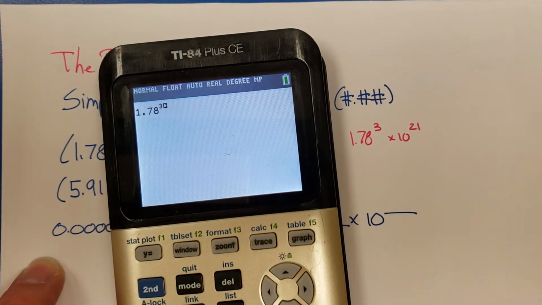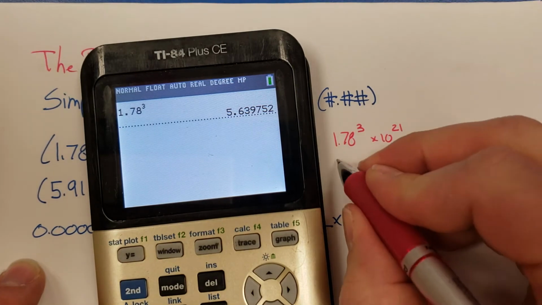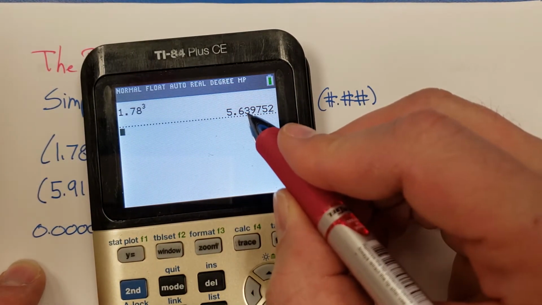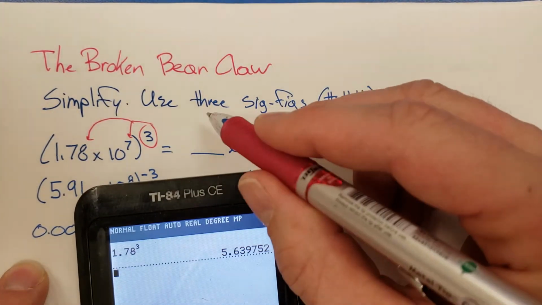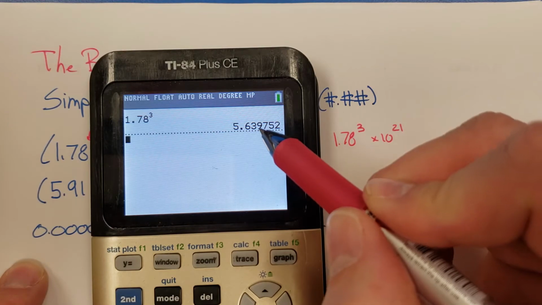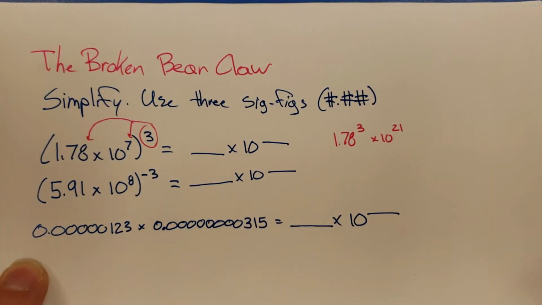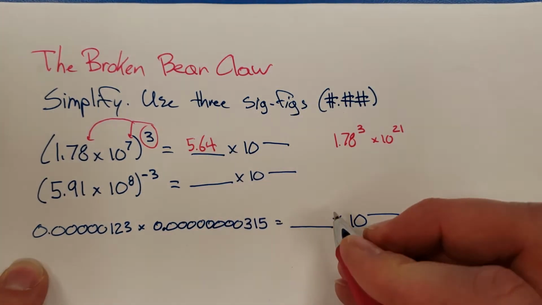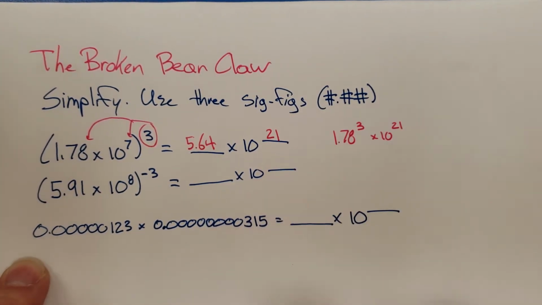1.78 to the third power is, I'm lucky, going to be a 5.6 if I round to the third place, which I'm supposed to. It says include 3 significant figures. 5.64. So I'd round the 3 up to a 4. So my answer would be 5.64 times 10 to the 21.